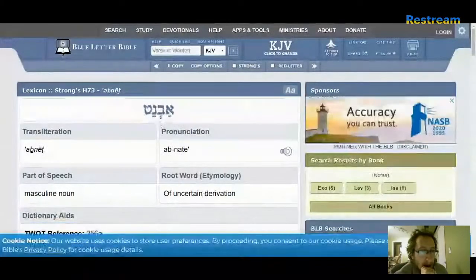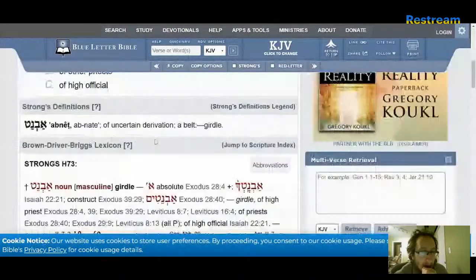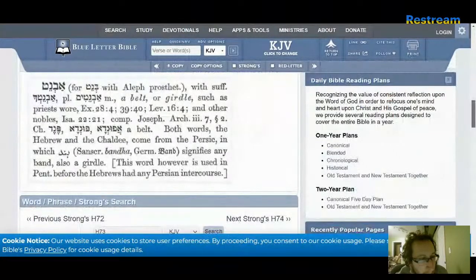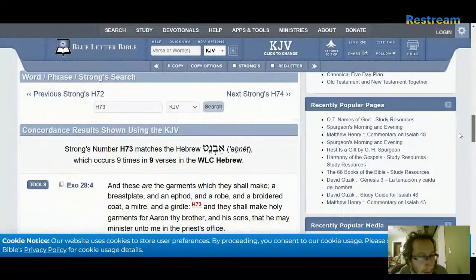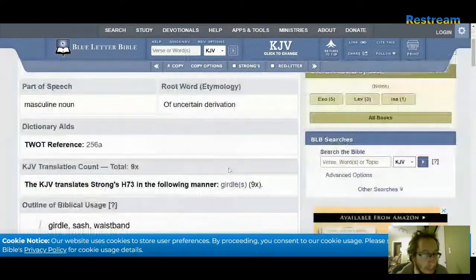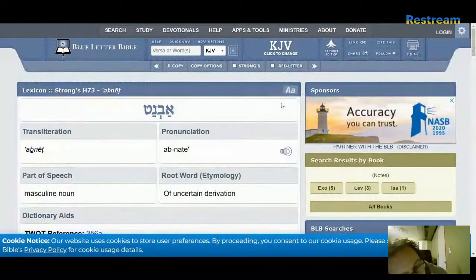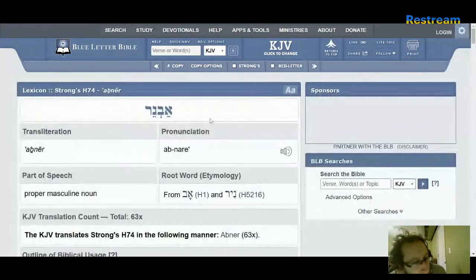This is Abnat, and it is unclear where that word comes from. It might not even be a Hebrew origin word. It says it might be of Persian origin, it looks like. It means girdle or waistband. So the Jews were under Persian authority after the Babylonian exile, so they probably took some of their Persian words during that time and then added them into prior scriptures. That just means my father is a lamp.